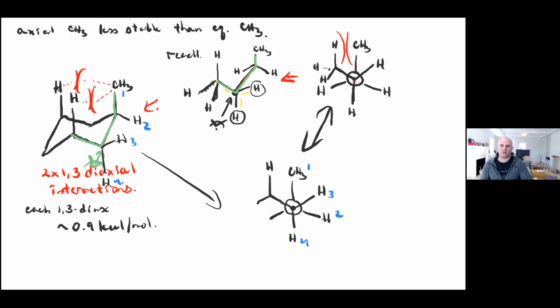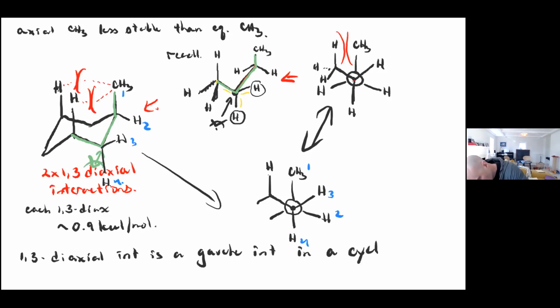But compare, right? So they are the same type of interaction. So the 1,3 diaxial interaction is a special type of gauche interaction. It's a gauche interaction in a cyclohexane. So don't let the name confuse you. Okay, and then there's two of them, right?